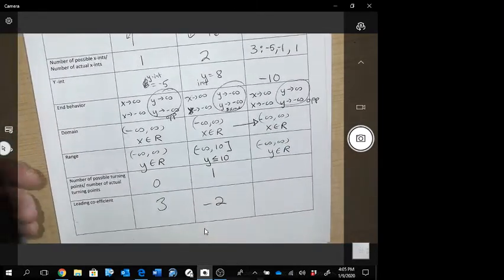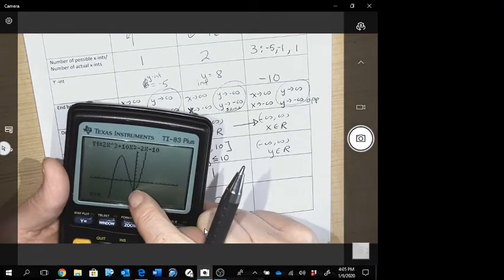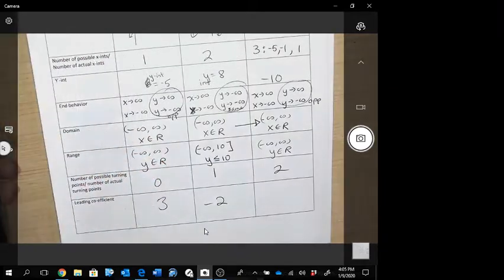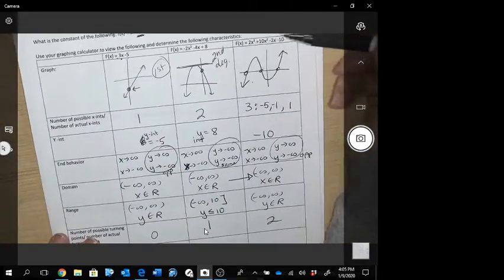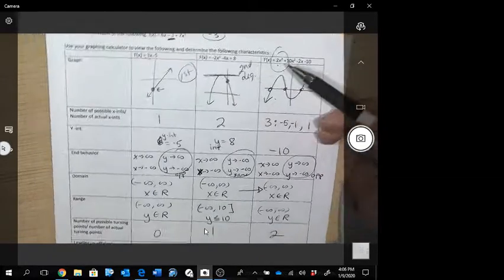Number of turning points, so we go a turn here, we go from increasing to decreasing, and then increasing. So we do 2 turns. And the leading coefficient, so I'm picking the cubed term, so my leading coefficient is 2.